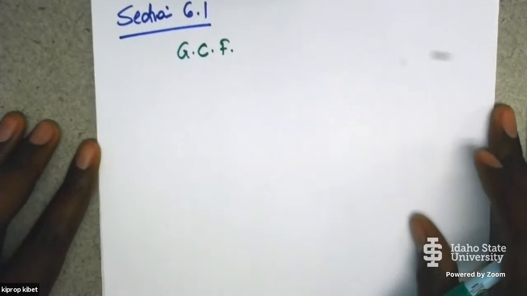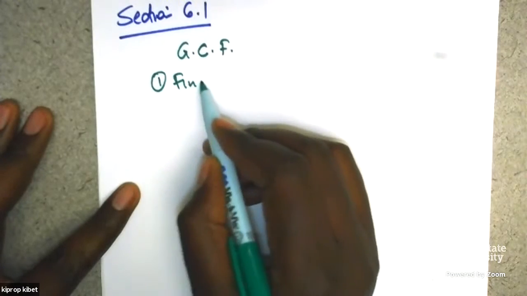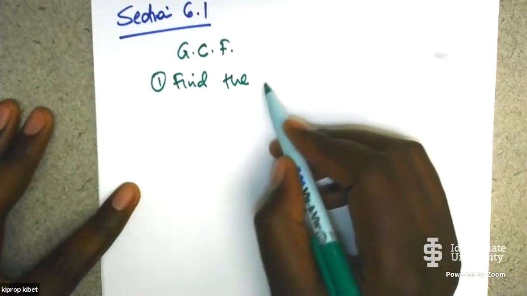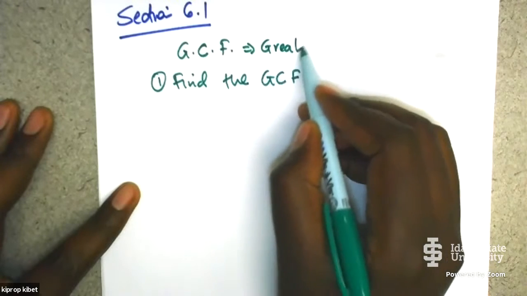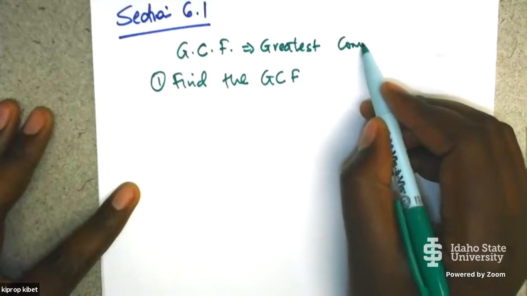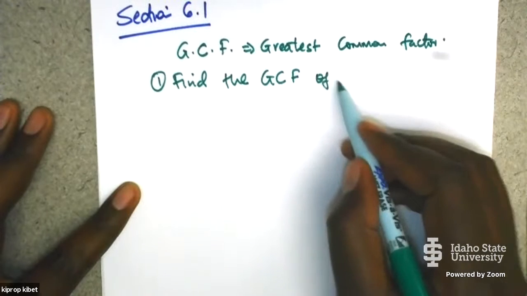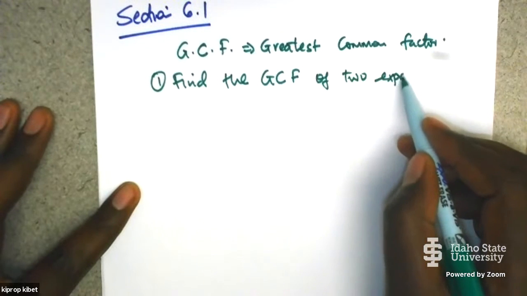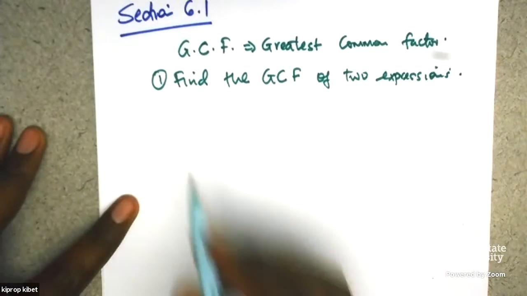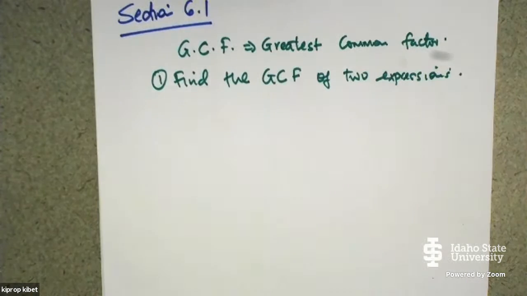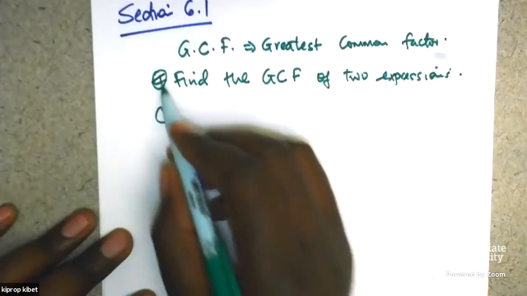So how do we do this? The first step is you find the GCF, the greatest common factor of the two expressions. So how do we find the greatest common factor of the two expressions?